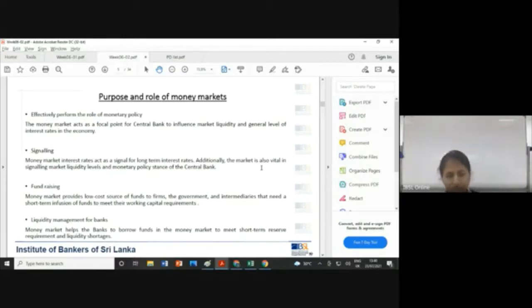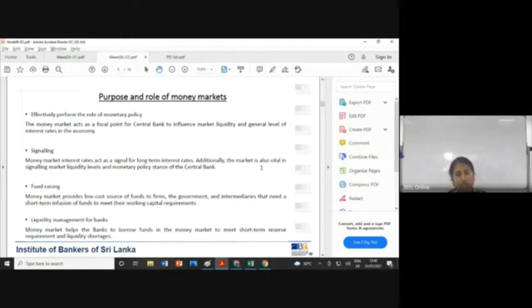fundraising. Now here, the important word I'm using is fundraising. I'm not using the word capital raising. That's why when you're writing your answers, the word you use is very, very important. Capital refers to a long-term fundraising requirement. Here the purpose of money market is to raise funds for short-term purpose, for your working capital requirement, which is short-term in nature. So you can't say capital raising as a purpose of money market.